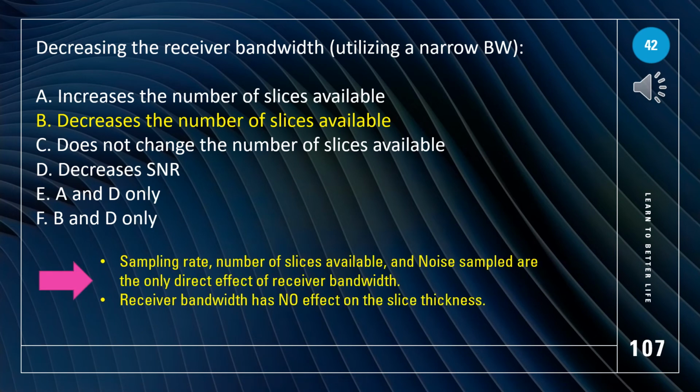The sampling rate, number of slices available, and noise sampled are the only direct effects of receiver bandwidth. Receiver bandwidth has no effect on the slice thickness.